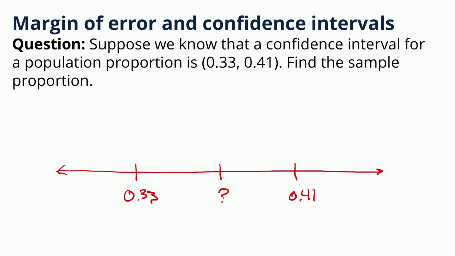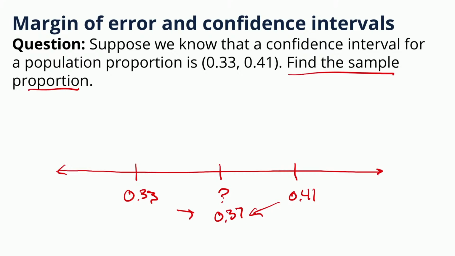Marlon, you know the middle of that, don't you? Wow, 0.37. How did you figure that out so quickly? It's just the average of those two, isn't it? It's the middle. So you just figure out that number by averaging these together. Okay, so we found the sample proportion.